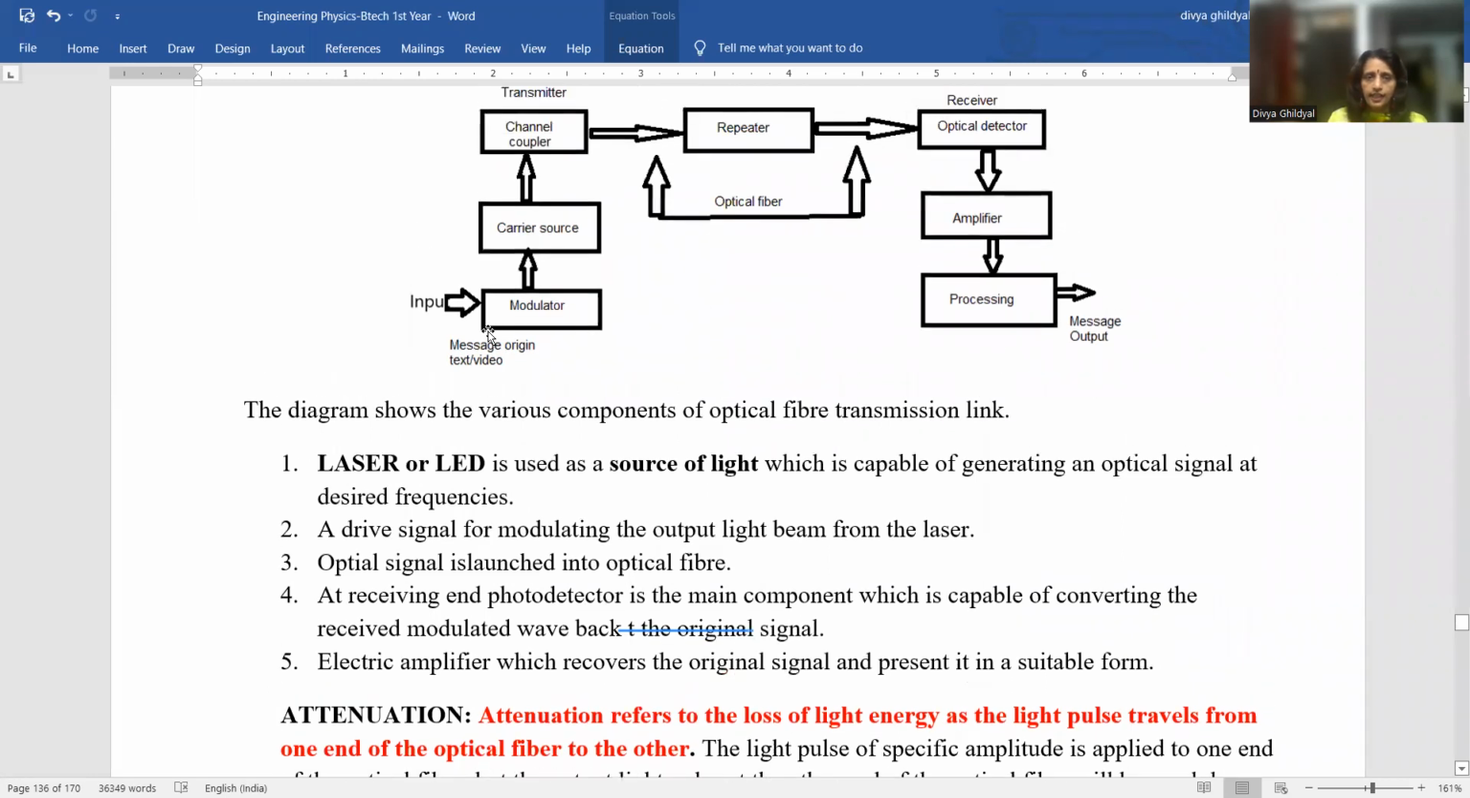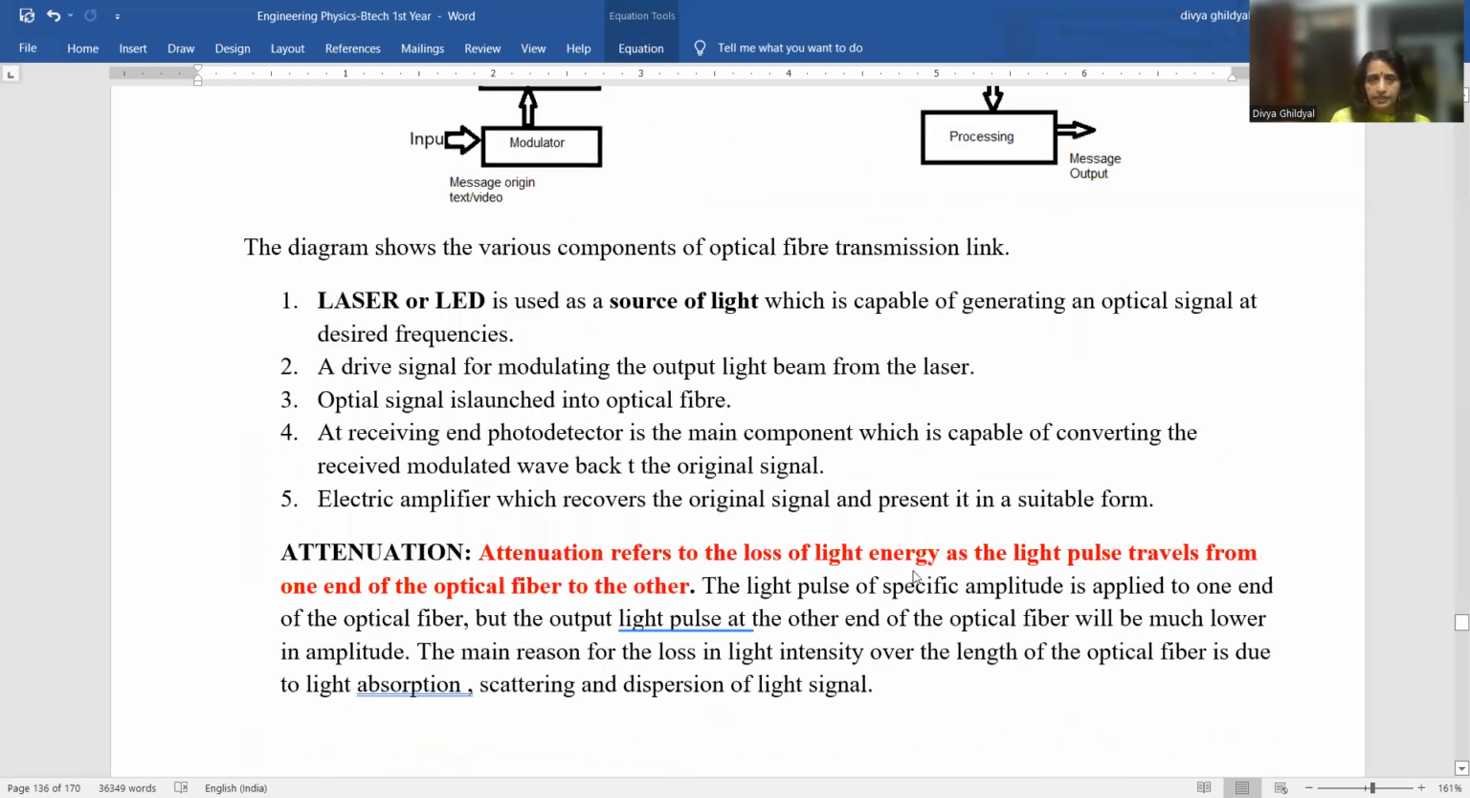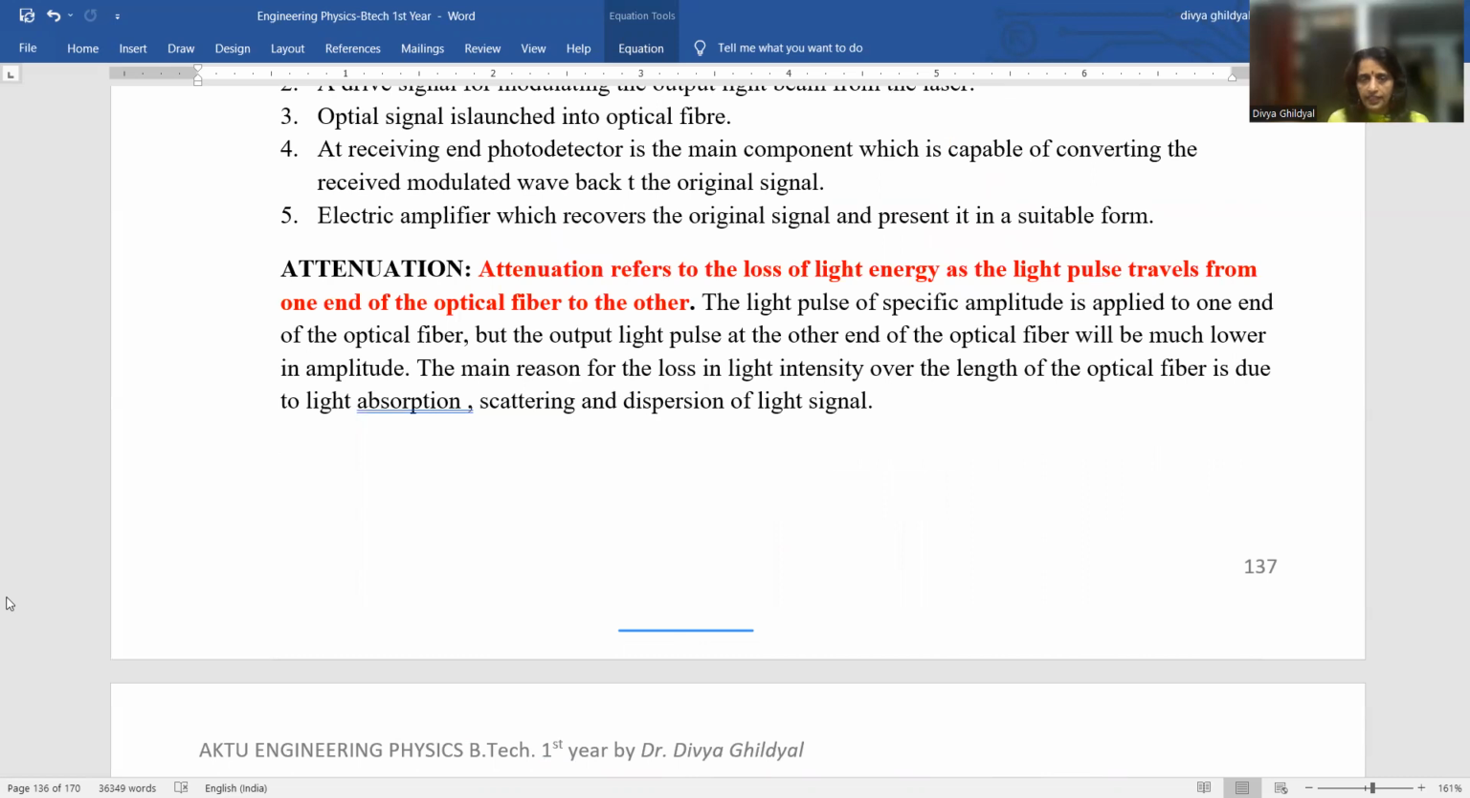So in short, input will be modulated by my modulator, carrier will transmit it to my optical fiber. Outside the optical fiber, photodetector will change this signal into electrical signal that I will amplify and accordingly use it for my experiment. Now, what happens in optical fiber is attenuation. This word itself came right now in my lecture above. I told you I will tell you about attenuation.